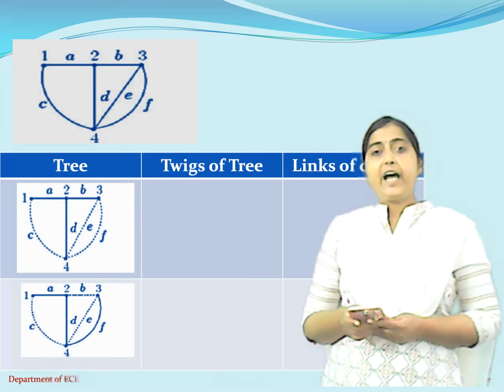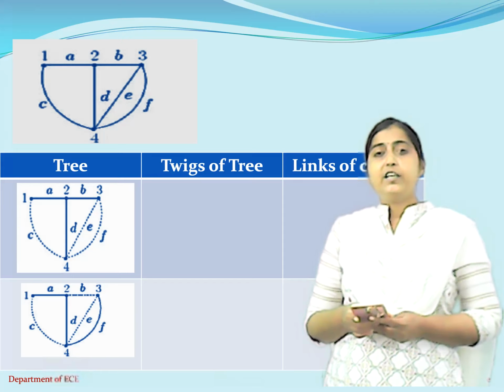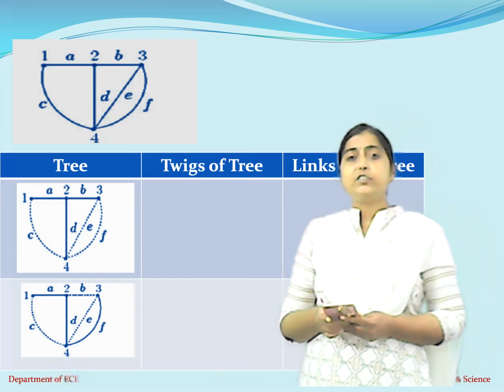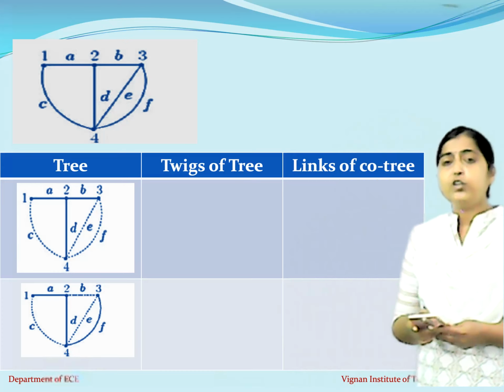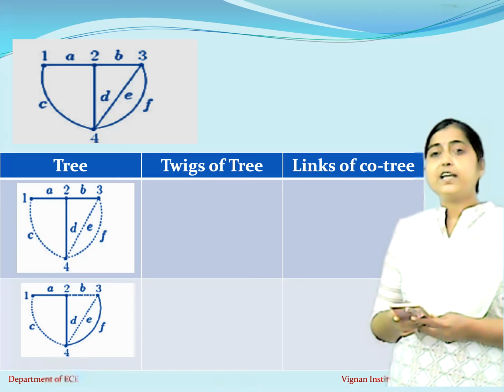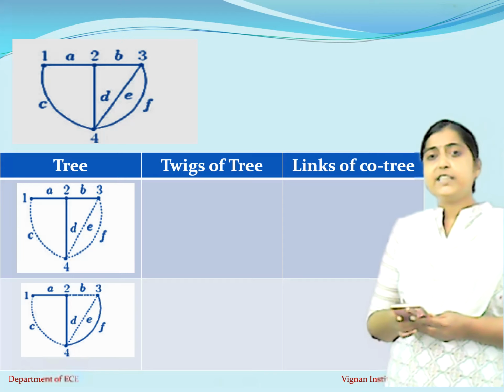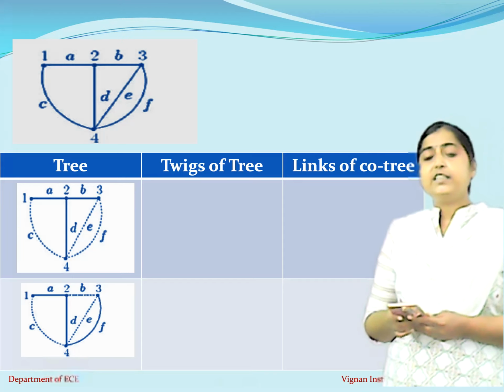Now from this tree I am again replacing all these removed branches with dotted lines, that becomes a link. So that you see here as a link. Now this combination of branches with links, we call a co-tree. Now let us identify the twigs of the tree and the links of the co-tree. Twigs are nothing but the solid lines, whereas links are nothing but the dotted lines. For this given network, the twigs of the tree are A, B and D, which are represented with solid lines, whereas the links of the co-tree will be C, E and F.